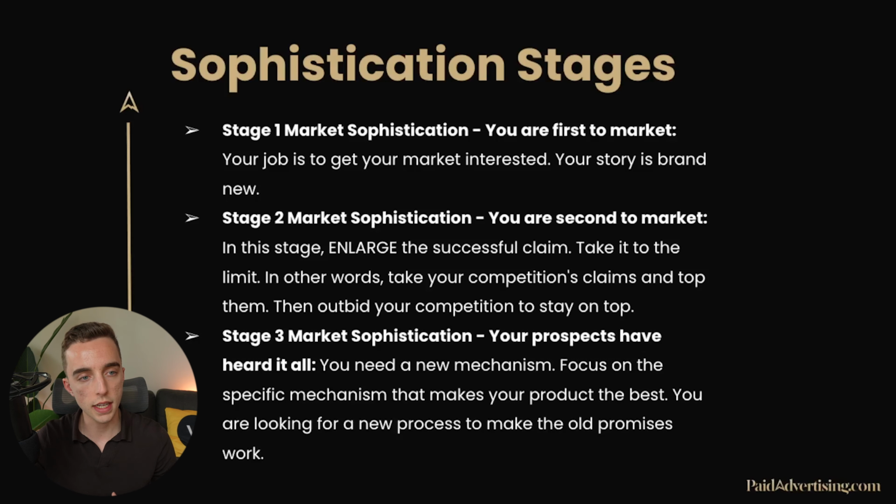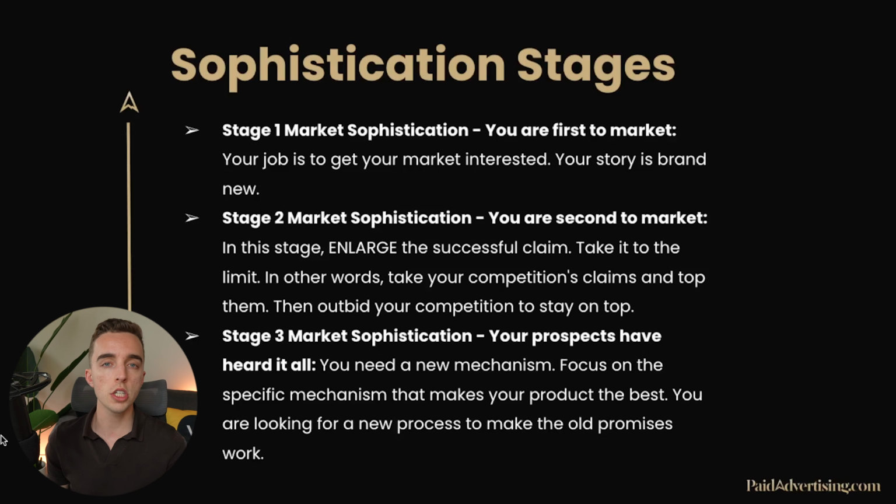Now, stage 2 market sophistication, well, it's kind of simple. You are second to market. So in this stage, what you want to do is enlarge the successful claim. So you take it to the limit. In other words, take your competition's claims and top them. Then outbid your competition to stay on top. So basically, you're second to market, but your product is still new to the prospect. So that means that you probably have 1, 2, 3, just a handful of competitors. So it's not quite yet a saturated space. It's still pretty much a blue ocean, and competition is very low.